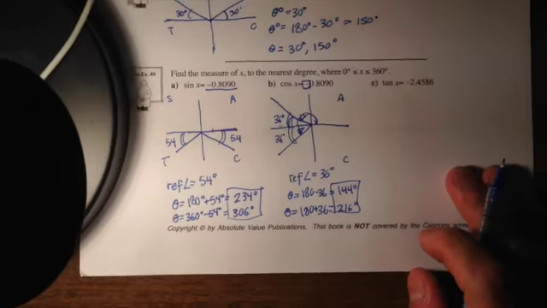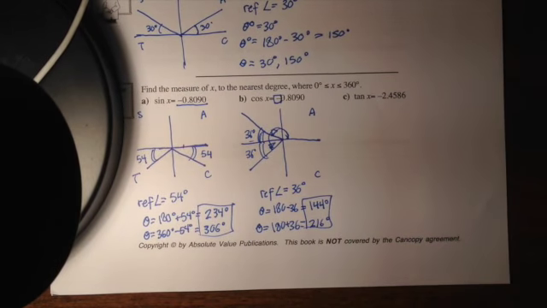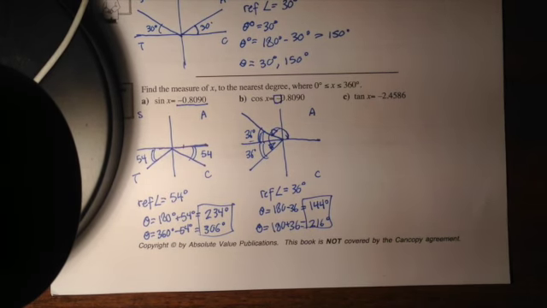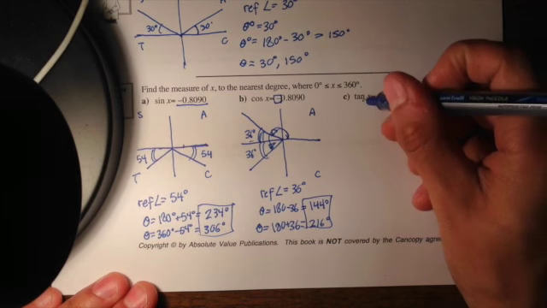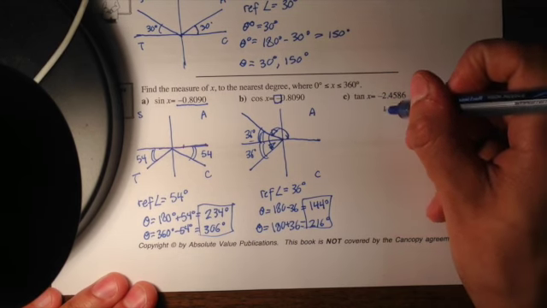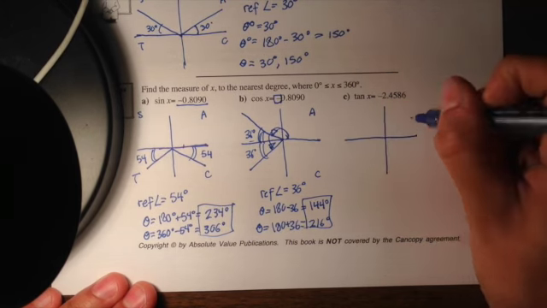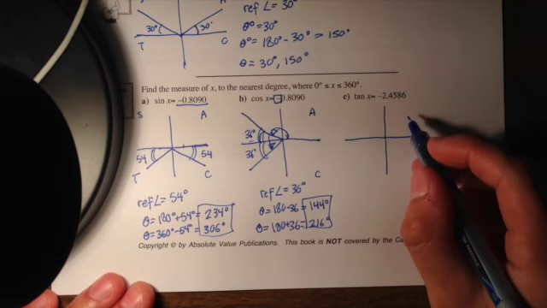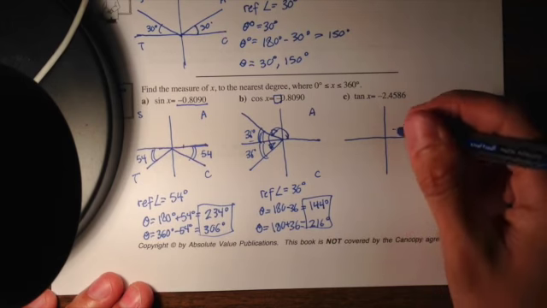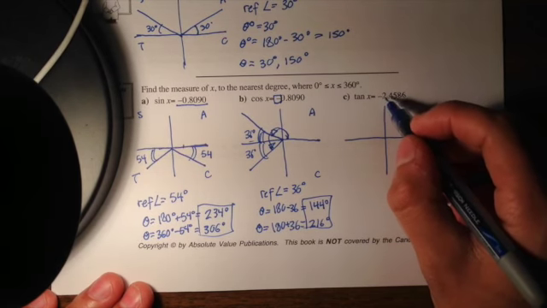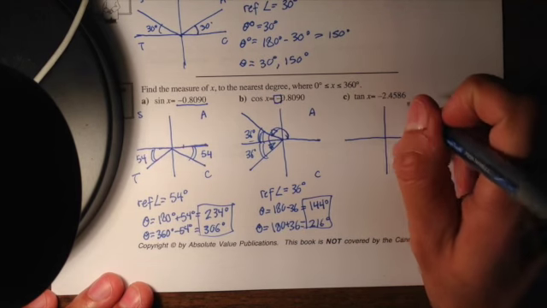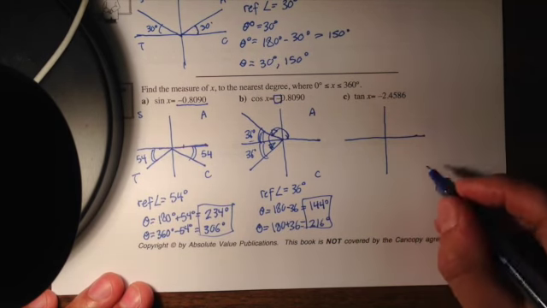Now let's move on to this last example on this page. The tan x of negative 2.4586. Okay, so we have a negative tan value. So let's find out where this is going to be. And if we add sugar to coffee, we know that the tan ratio is negative in my second quadrant and also in my fourth quadrant.